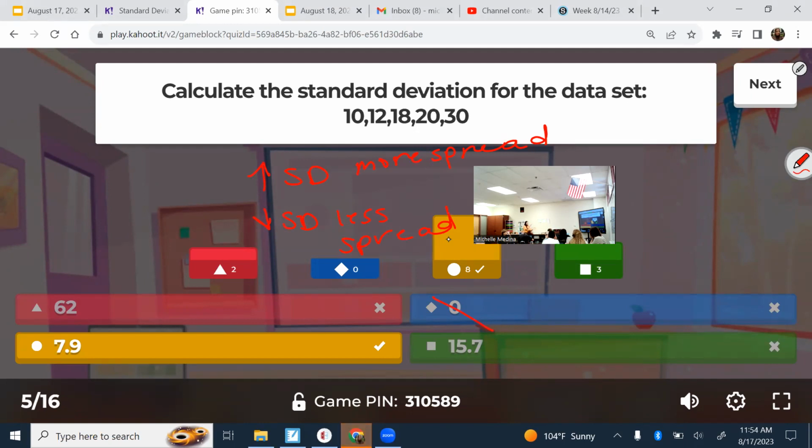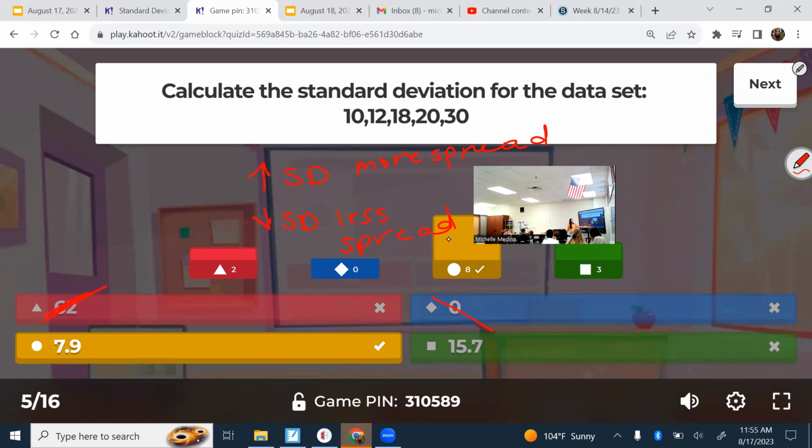Now some of these you can also eliminate because, for example, 62. That would be implying that on average, this data differs by like 62. Would you say that? Is the difference between 10 and 12 anywhere near 62 or any of the other numbers? So definitely don't want to pick the red one then, because that's just way too big.